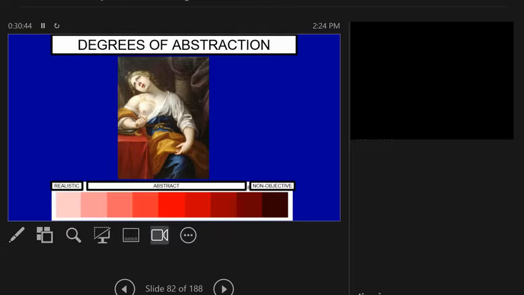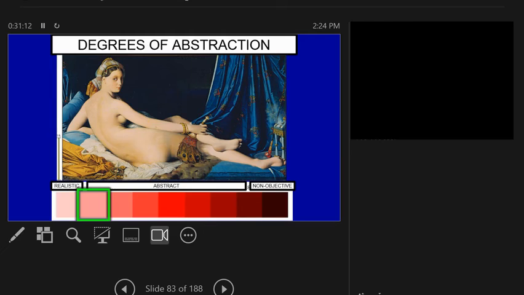What about this one? Is this realistic or abstract? How realistic is it? We're just beginning to get into abstraction. She is idealized. Right? Her skin tone is idealized. Her face is idealized. That face looks like it could be any woman's face, right? It doesn't look like a specific person, right? It's idealized.